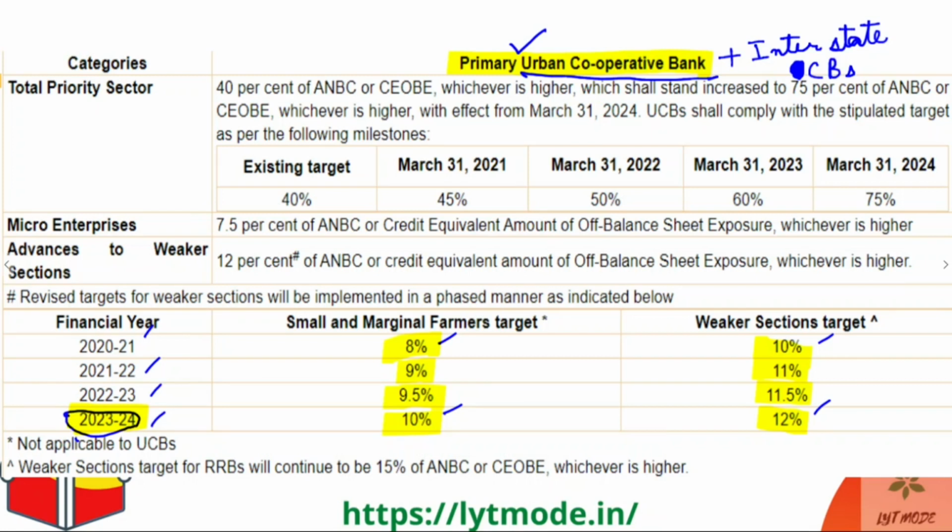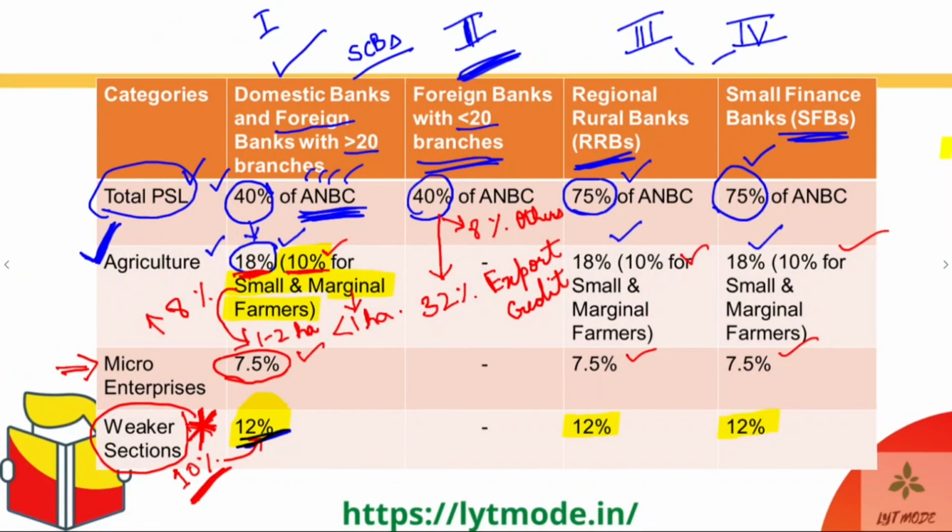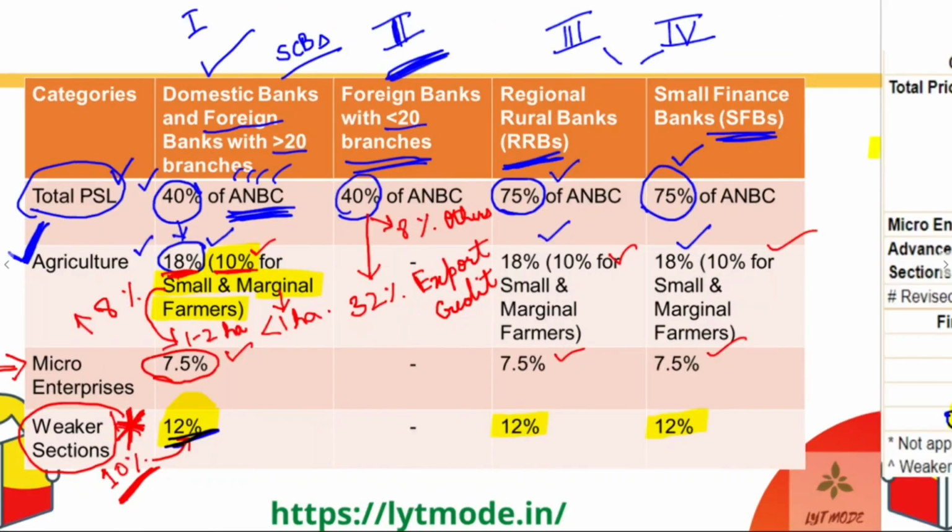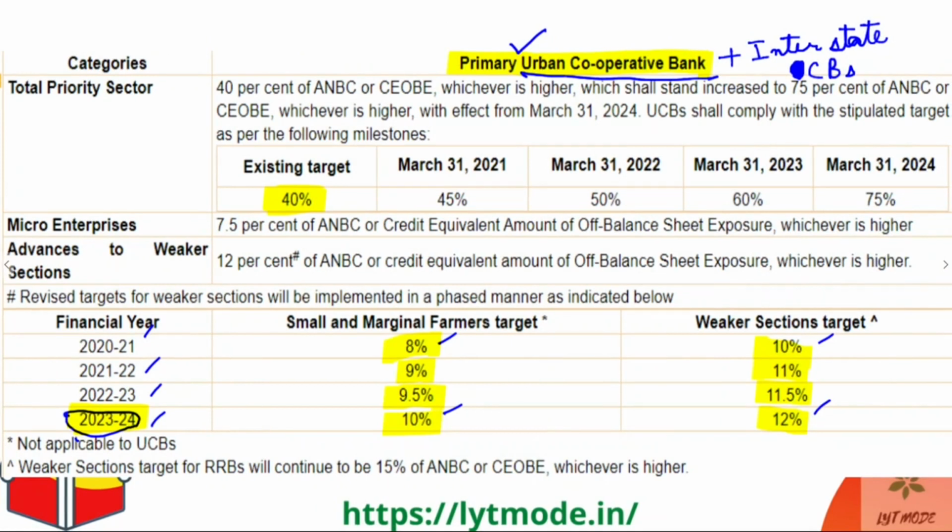So the urban cooperative banks earlier had the target of 40% PSL, 40% of ANBC. That was the same as the domestic SCBs, and it was much lesser than the RRBs, regional rural banks, and the small finance banks. But now RBI has put these urban cooperative banks and interstate cooperative banks into the 75% PSL target list. So they're like, what are you doing there?